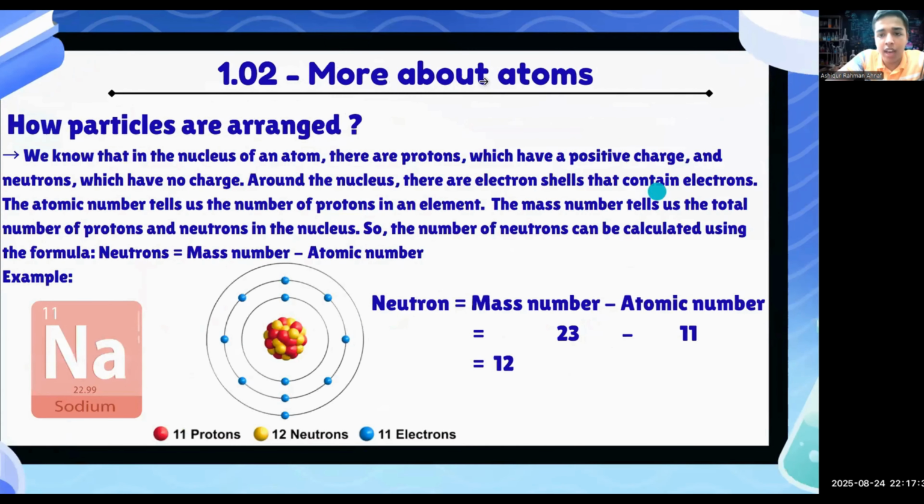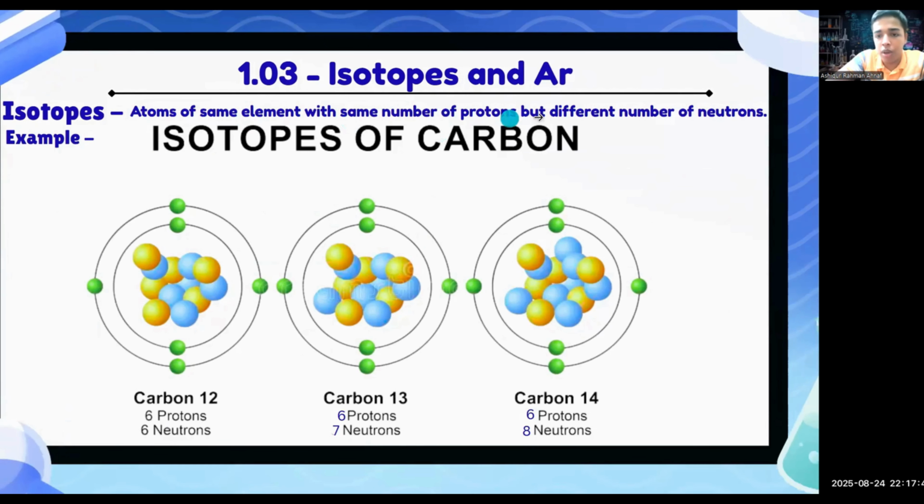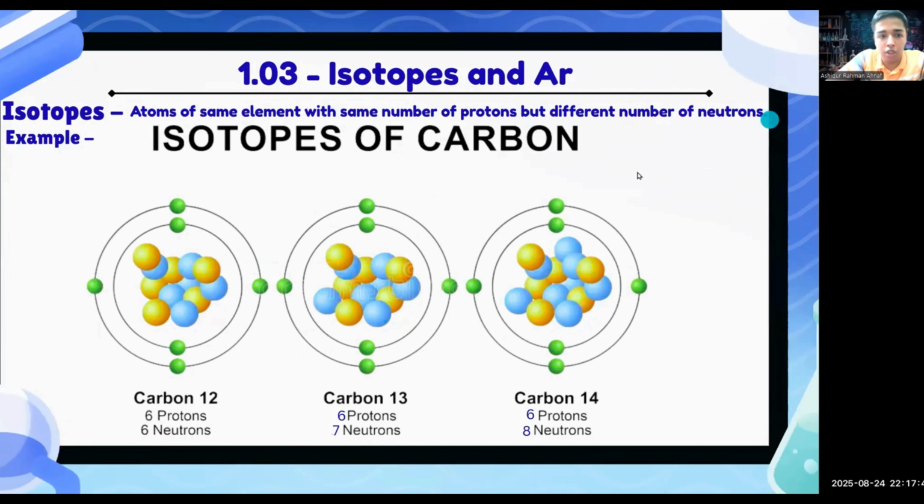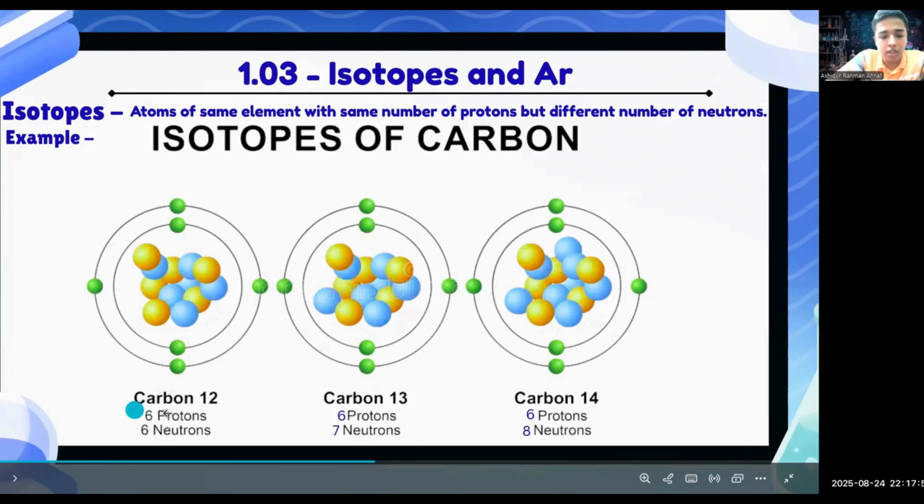1.03 Isotopes and Ar. Isotopes are atoms of the same element with the same number of protons but different number of neutrons. Example, isotopes of carbon. This is carbon 12, there are 6 protons, 6 neutrons. This is carbon 13, 6 protons, 7 neutrons. This is carbon 14, 6 protons, 8 neutrons.